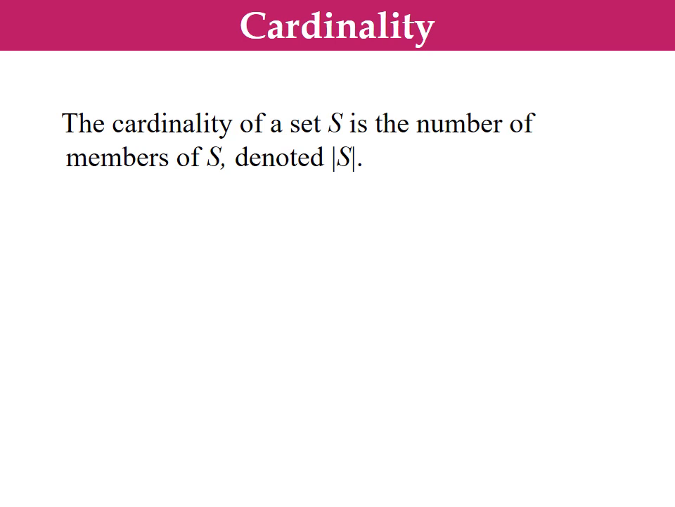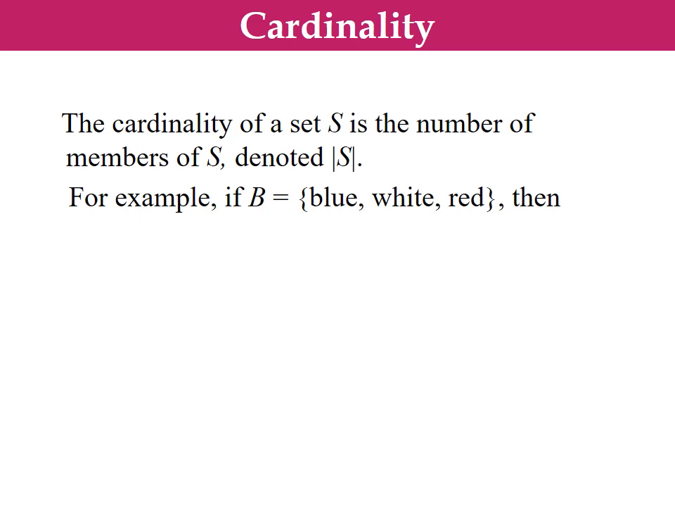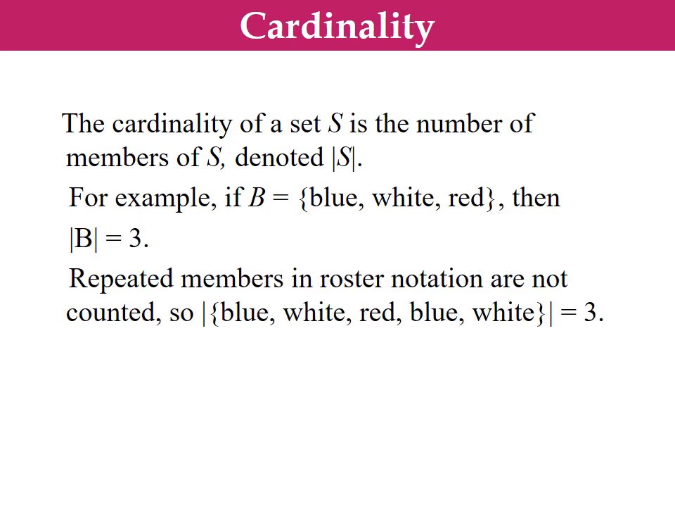It is denoted by mod S. Take one example. The set B consisting of blue, white, red. How many numbers are there? How many elements are there? Or even I can ask, what is the cardinality of B? Yes, this is 3, because 3 colors are there.